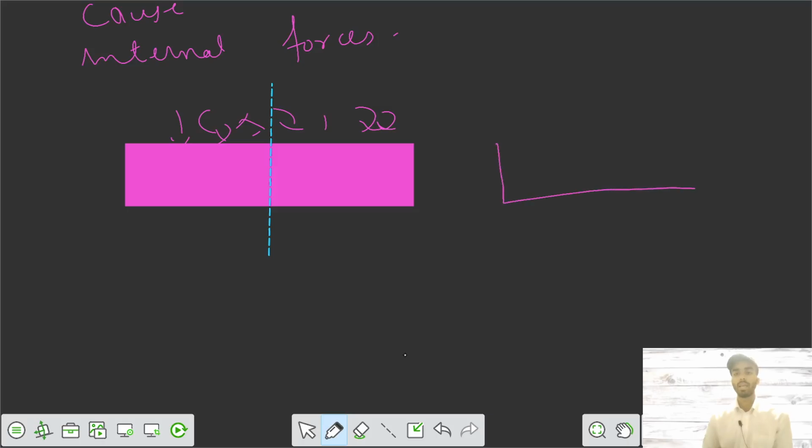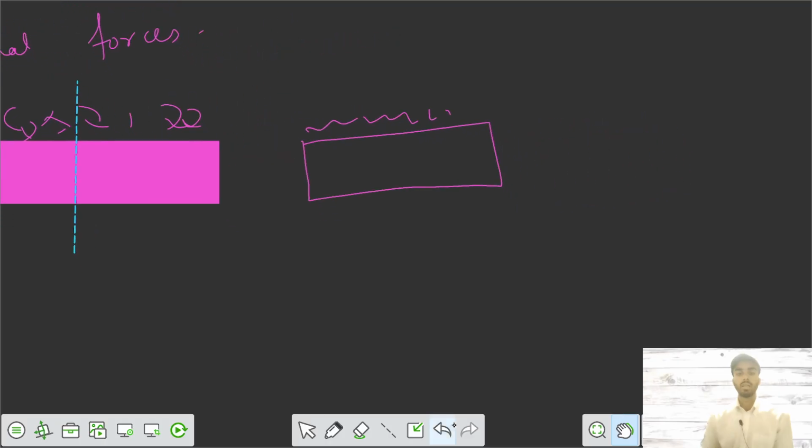Let's say because of that loading, we have on this section, this was your section, this one. Let's take this as y, this as x, and this as z.